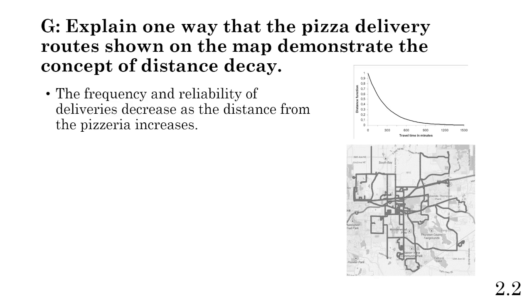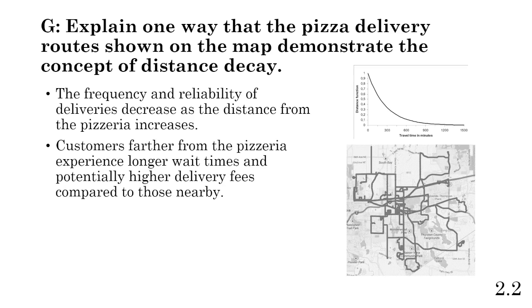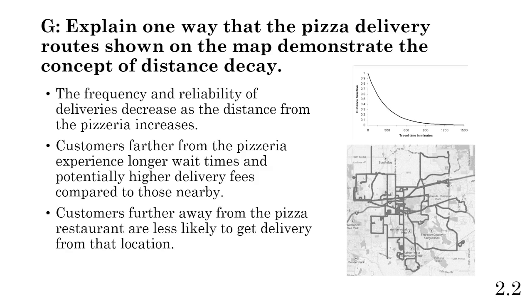So now here's the big word explanation. The frequency and reliability of deliveries decrease as the distance from the pizzeria increases. Customers further away from the pizzeria experience longer wait times and potentially higher delivery fees compared to those nearby. Customers further away from the pizza restaurant are less likely to get delivery from that location. That's probably the most frequent one that I think students would write. That's what I would have written, that they're less likely to get delivery from that location, or less likely to order from that location.